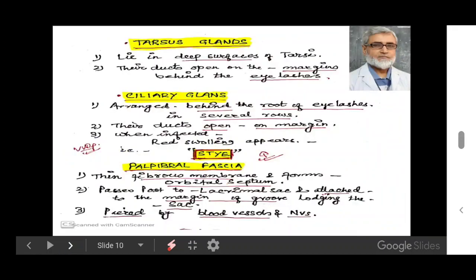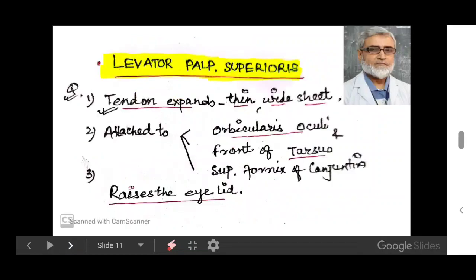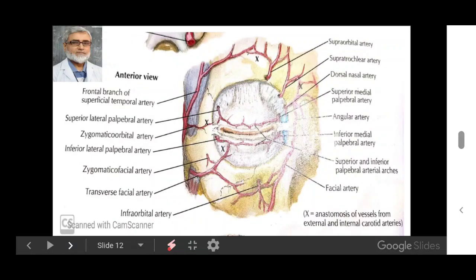What is tarsi? Tarsal gland, ciliary gland, palpebral fascia. Tarsi are the two thin plates of condensed fibrous tissue extending from the free margins of the eyelids. Tarsi stiffen the eyelid. I can show you, you can see here the tarsi, the superior one you can see here.